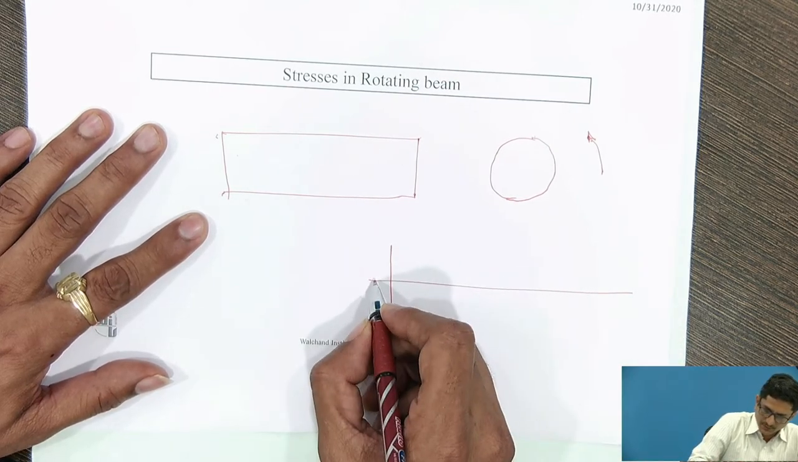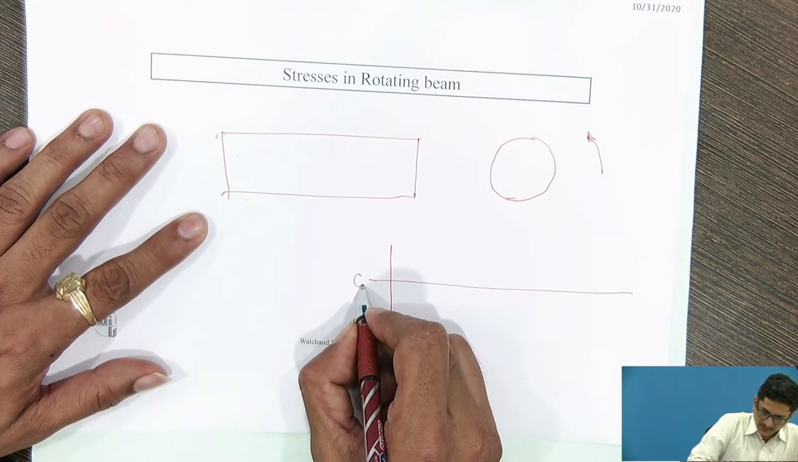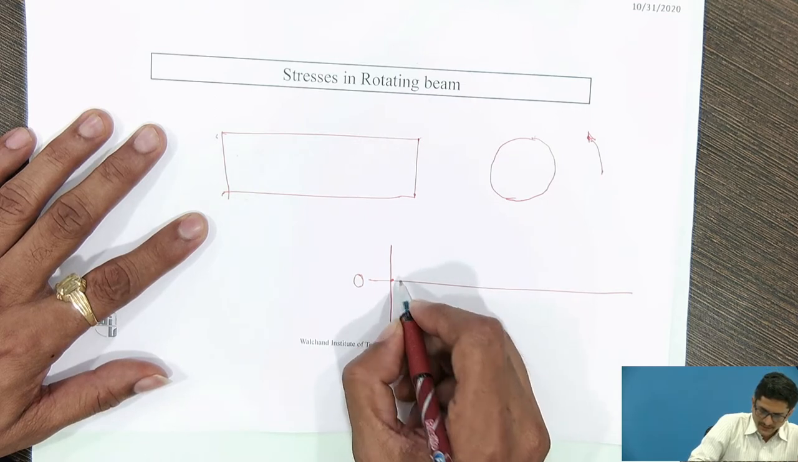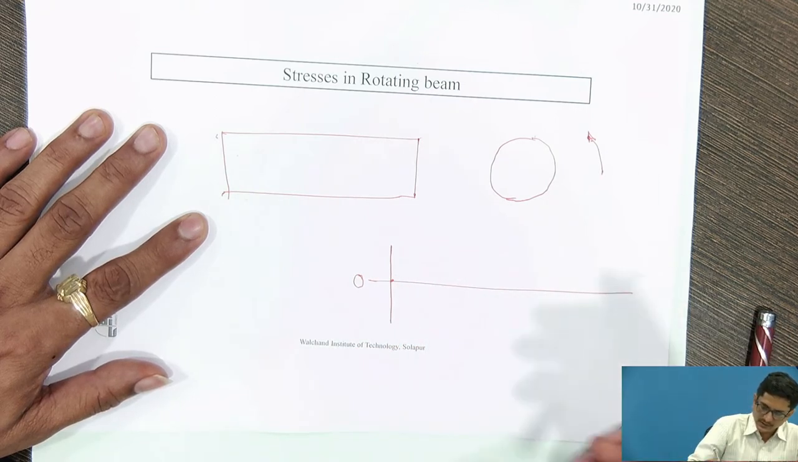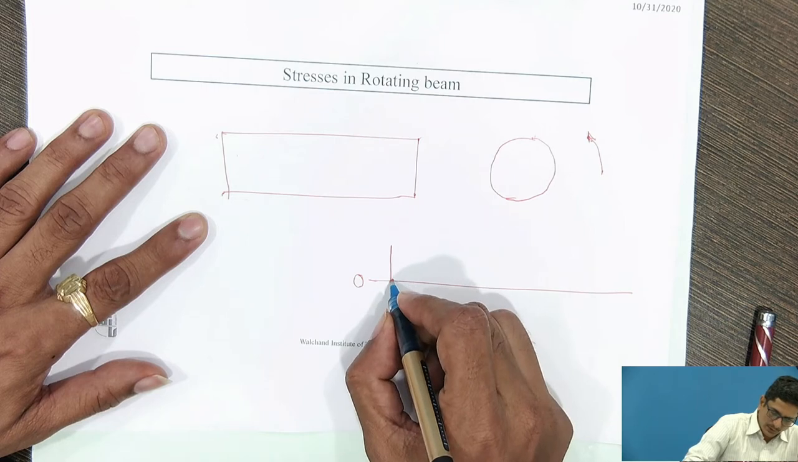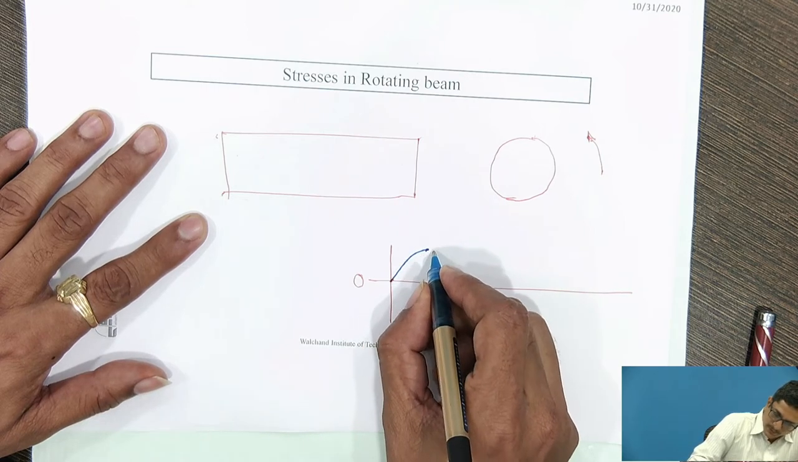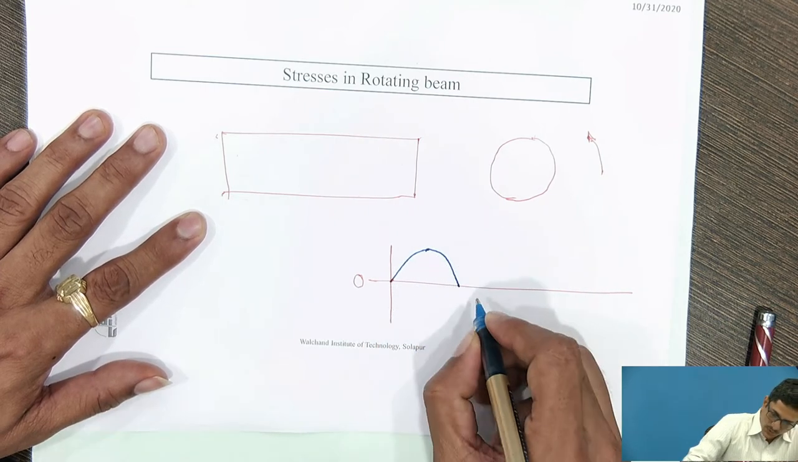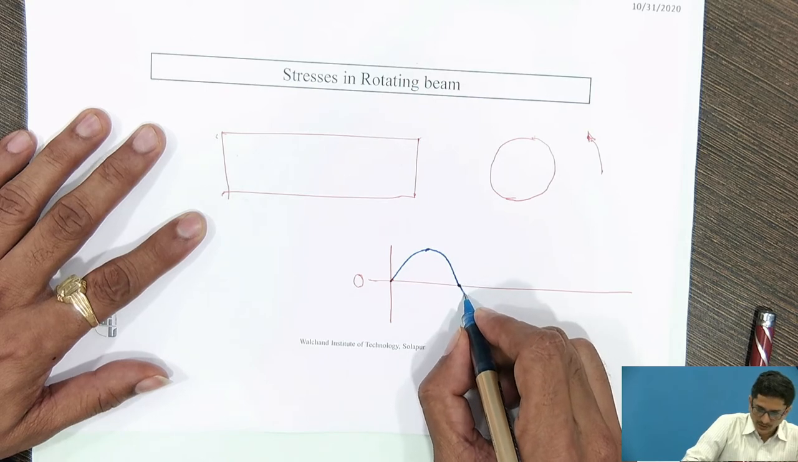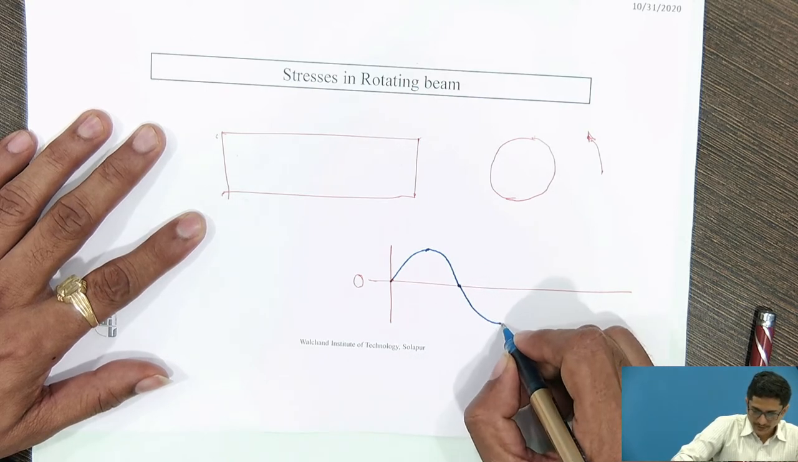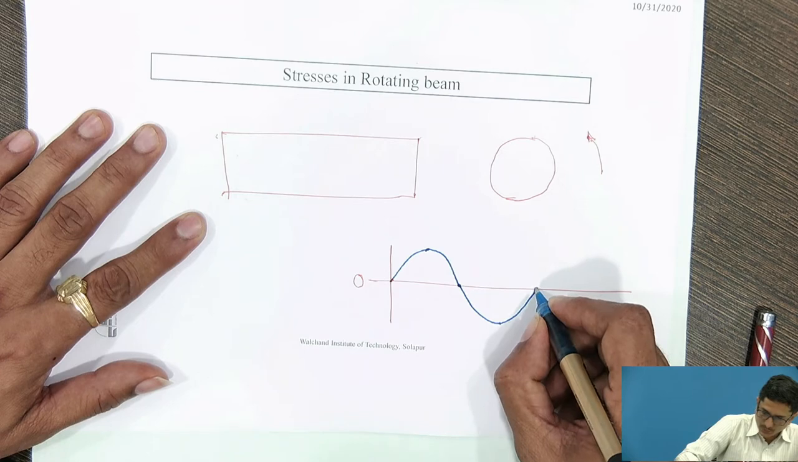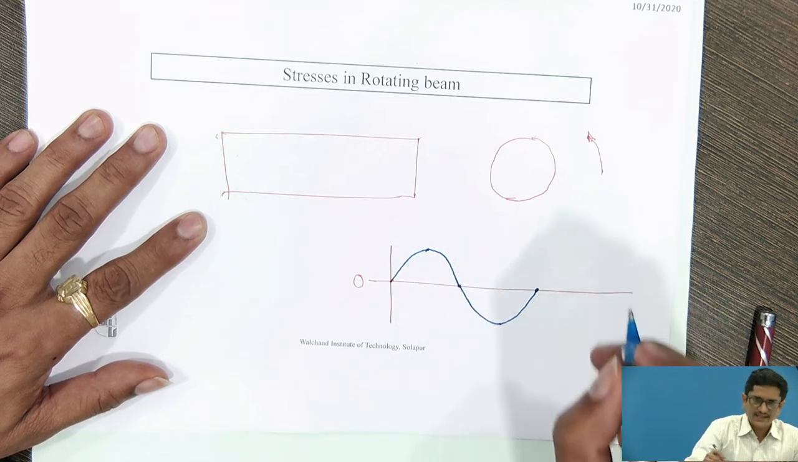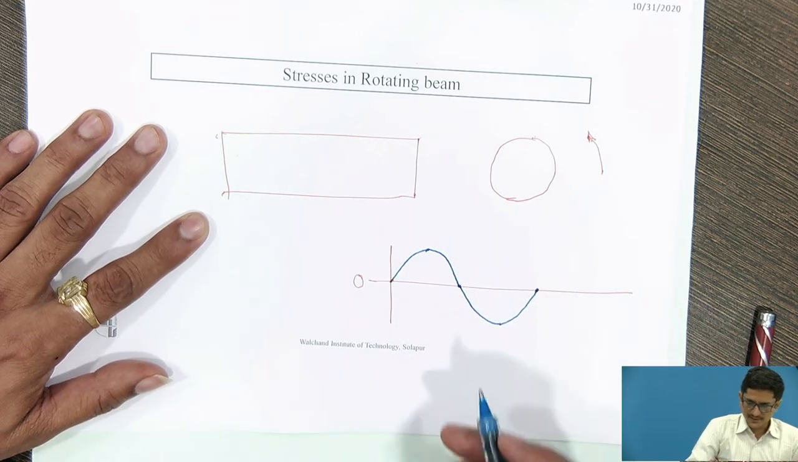Let us take an example of reverse stress. Here the magnitude is zero. If I say that it is starting at this location, zero, it is going to reach the maximum value. Again, it is going to come to zero. Then the value is going to be negative maximum. Then the value of the stress is going to be equal to zero. And this cycle is going to get repeated. This is a sine wave.